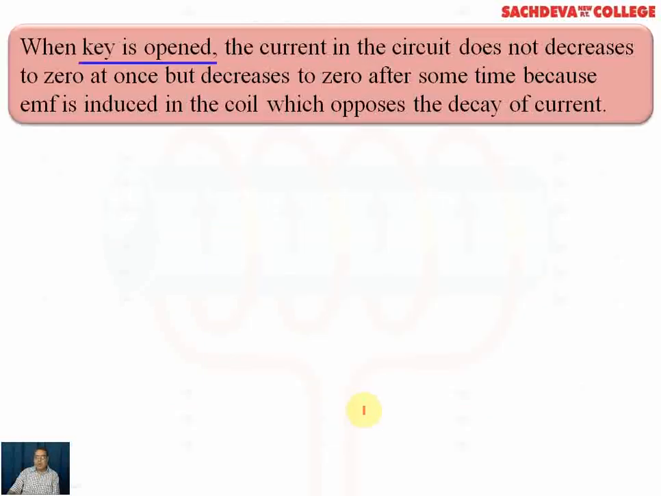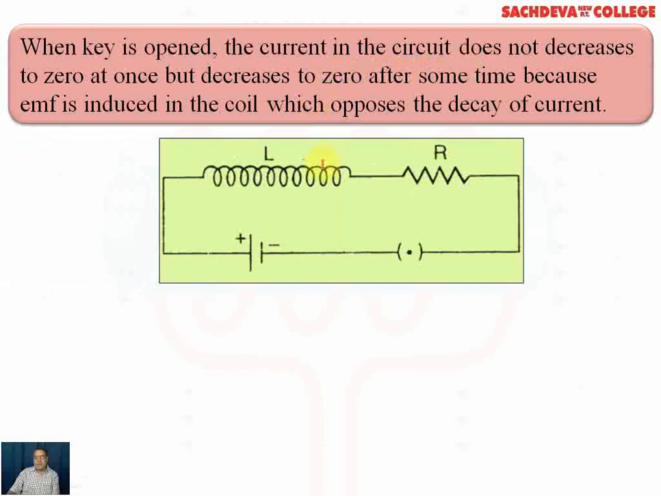So, when key is open, it means that is when circuit is made off. Then when the key is open, the current in the circuit does not decrease instantaneously, not at once, but it takes some time. So, it decreases to zero after some time because EMF is induced in the coil which opposes the decay of current. So, again in the same circuit, when we open the key, then the decay starts and it takes some time. Again, that time is called the transient time.